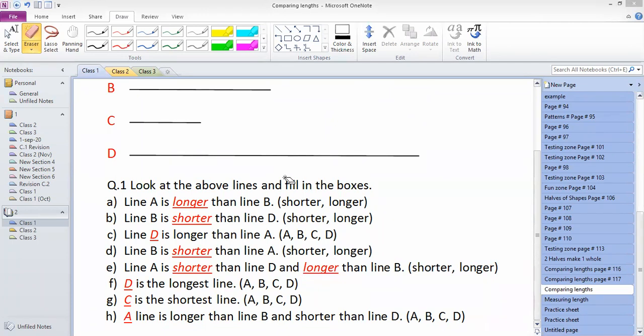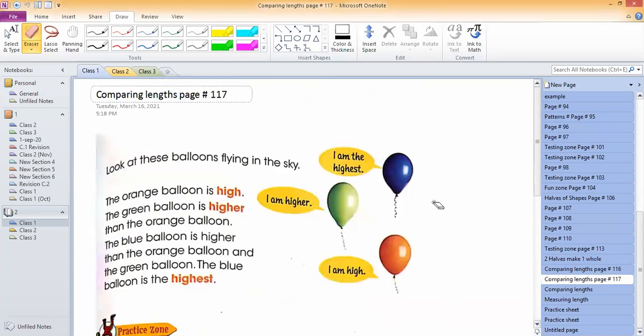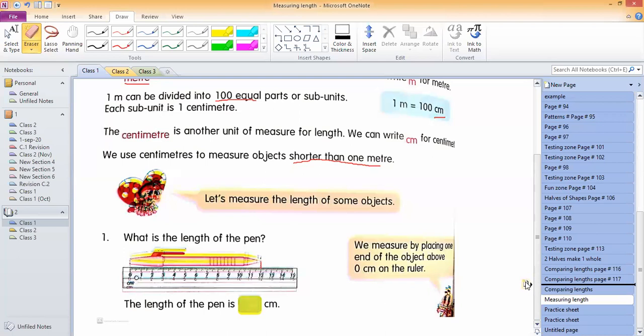Okay. So guys, we finished comparing lengths. Today we will start a new topic, that is measuring length. Remember guys, measuring length is not included in your book right now. We will check measuring length, just one page we have, but we will discuss it more, and we will discuss how we can measure the lengths, which units we use.